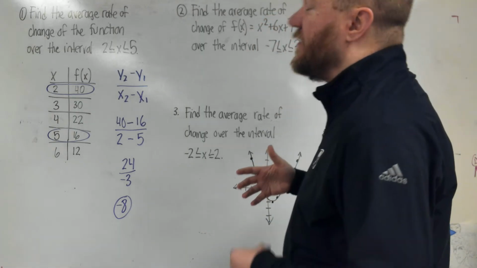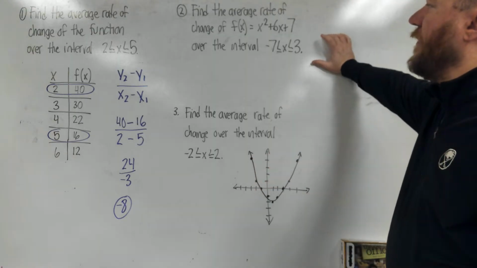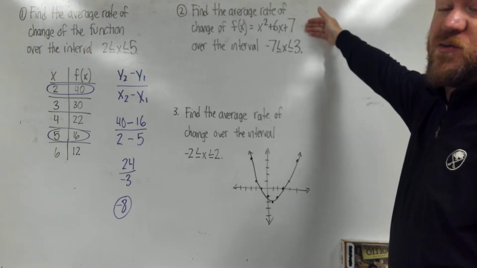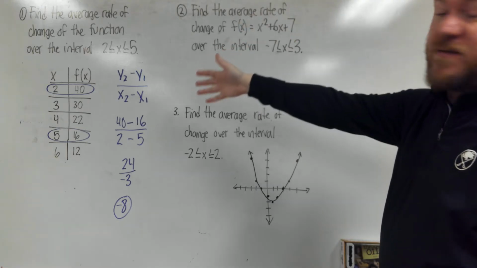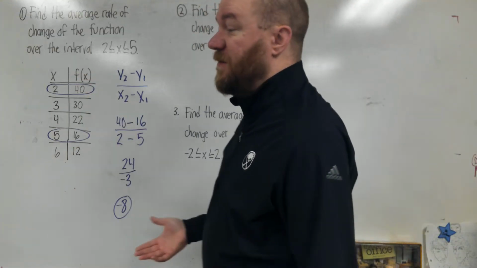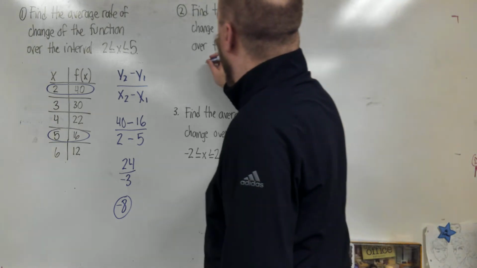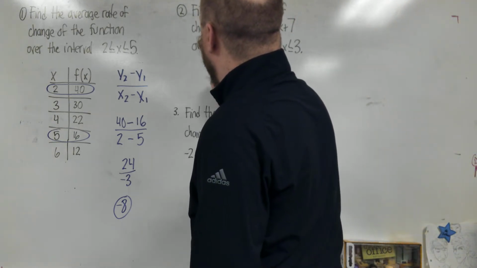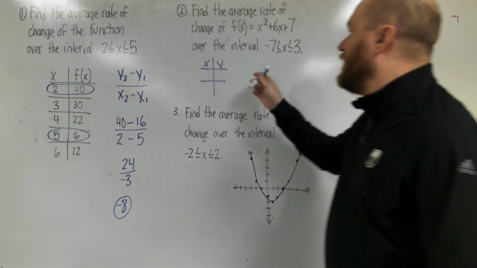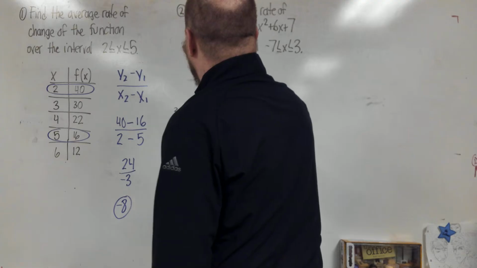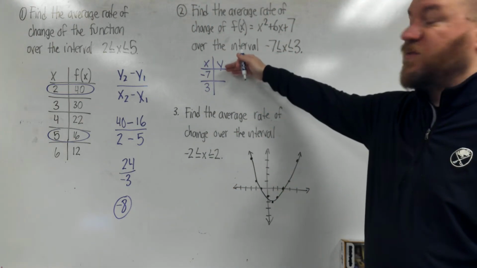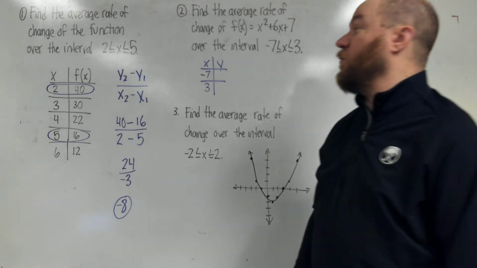Now sometimes when you get these questions, like in number 2, they're going to give you the same setup, but they're not going to give you a table. They're going to give you the equation. And what that means is you have to make your own table. And you don't even need to make all of these values. You just need to make the two x values we care about. So if I make a table here, I'm only going to make two x values, negative 7 and 3. Because I don't care about anything that's happening between those values. I just want to know between negative 7 and 3, what's happening to the y's.